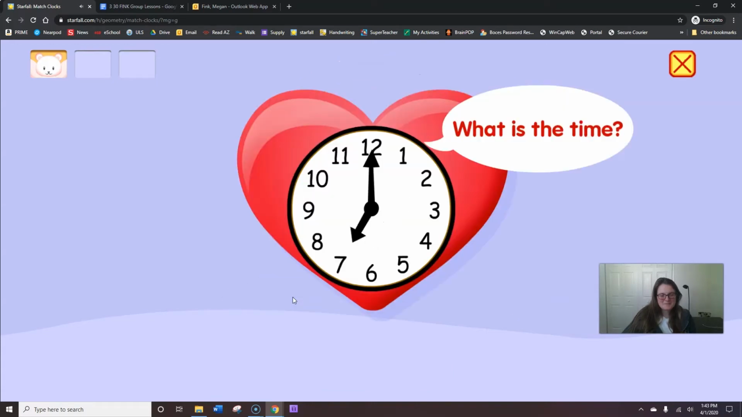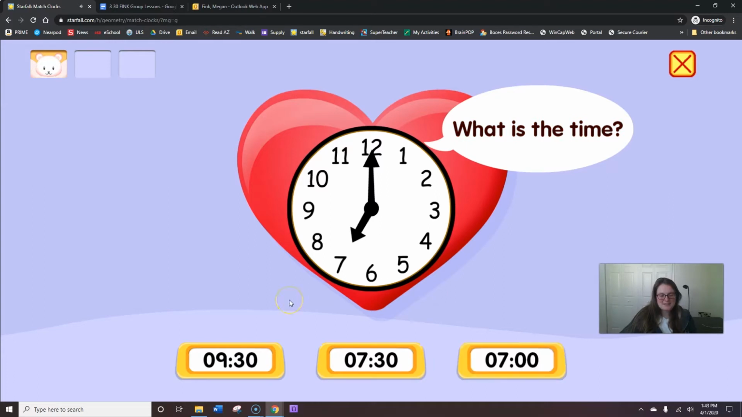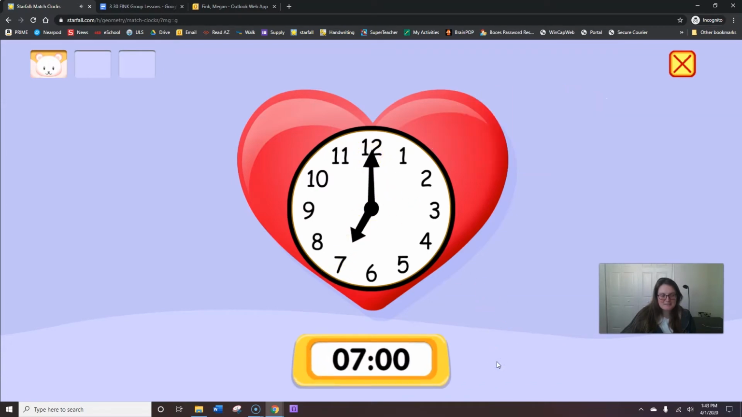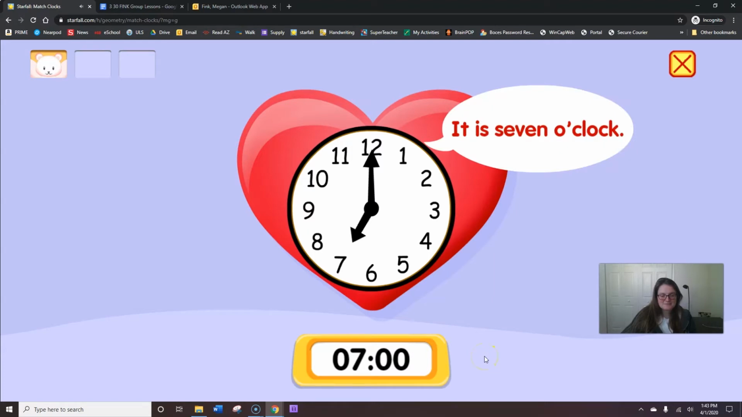What is the time? Okay, this one's a little bit easier. So the little hand is where we start. 7. It's pointing right at the 7. That's easy. Now, when the long hand is pointed at the 12, that means it's o'clock. So this clock shows 7 o'clock. I'm going to click 7 o'clock. All right. It is 7 o'clock.